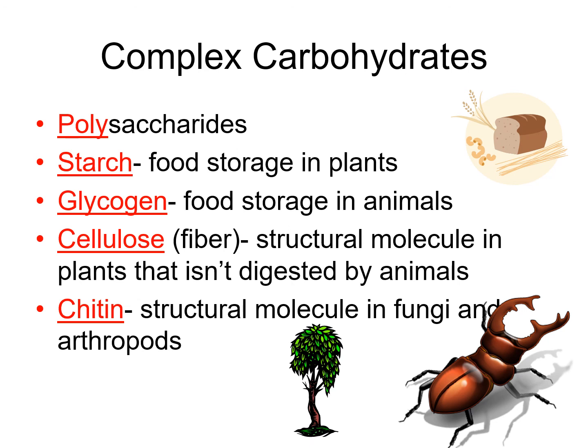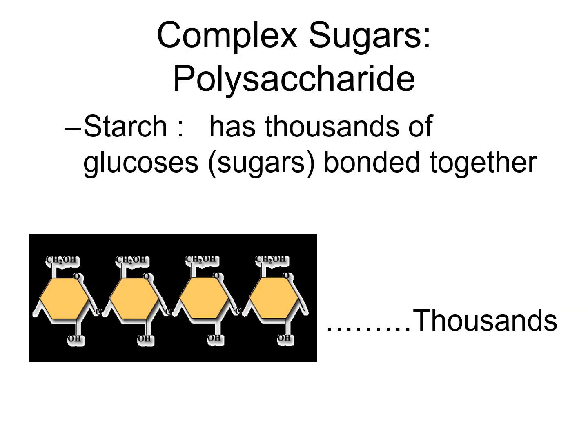And in the case of humans, it's so complex, our bodies can't break down cellulose. So we actually use it as fiber, a broom to help sweep out our intestines to make sure that food doesn't get stuck in our intestines and rot. And then there's something called chitin. Chitin is a molecule that's found in the cell walls of fungi. It's also what makes the shells of arthropods, like crabs and shrimp and things like that.